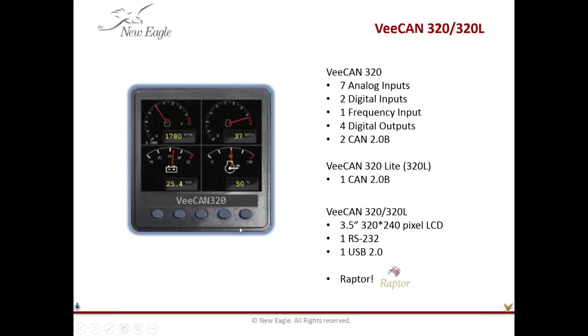But this VCAN 320 here, 320 Lite, this will be the bread and butter Raptor right now. So again, it's Raptor enabled. On 320 Lite, you don't get the analog inputs or outputs. It's strictly CAN and 232, as well as USB. So you can do USB logging on it within our Raptor framework.